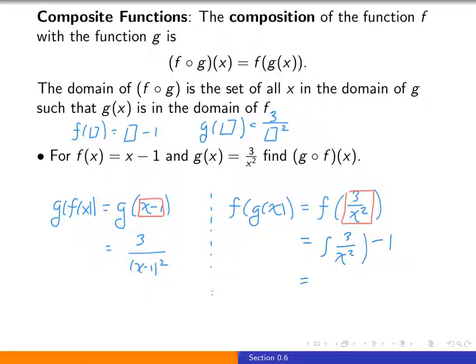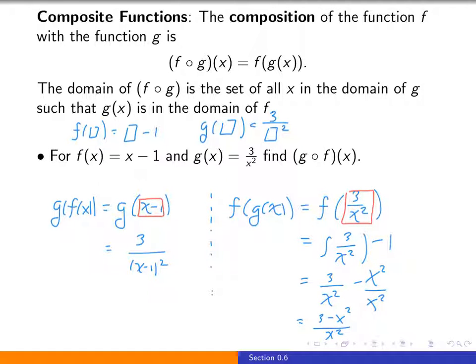And to simplify this a bit, we can rewrite the 1 as x squared over x squared. And this becomes 3 minus x squared over x squared. And the reason it was worth calculating the second composition, besides it just being fun, is that we can now very clearly see that the order in which we take the composition matters. g composed with f gives us a function different than f composed with g.